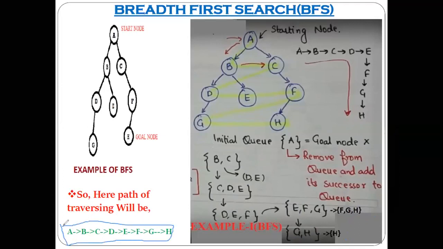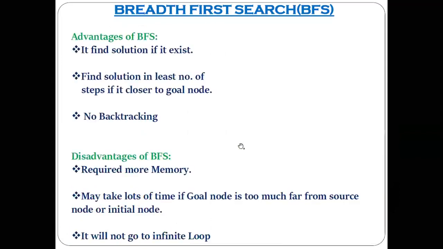A, B, C, D, E, F, G, H. Understood the way you have traversed from the starting node to the goal node. Okay. These are the advantages and disadvantages related with the breadth first search.